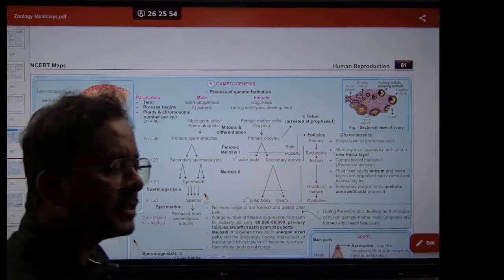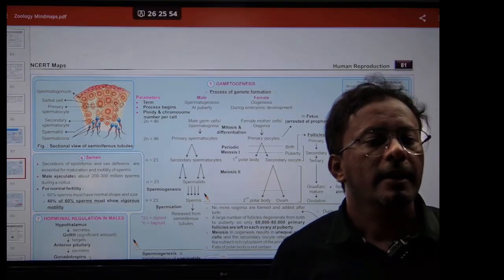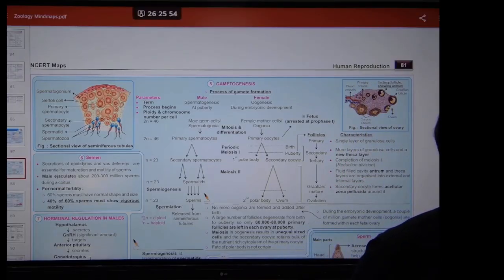What about the middle piece? What does it contain? It contains spirally arranged mitochondria which produce energy for the movement of the sperm, and the tail helps in that whiplash movement, correct?